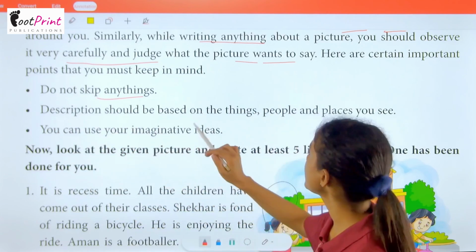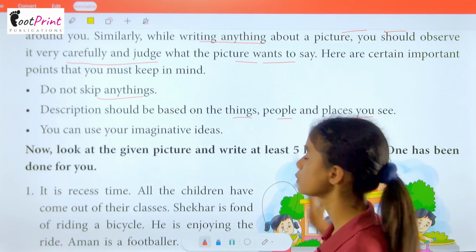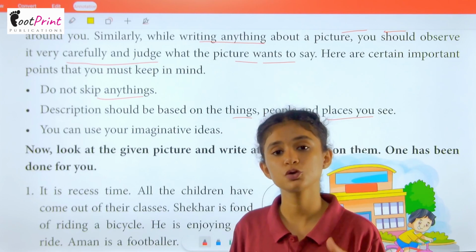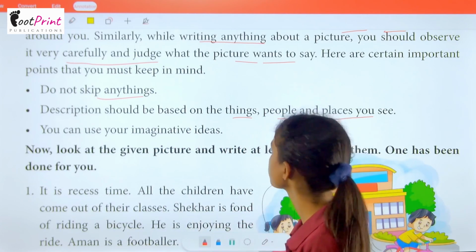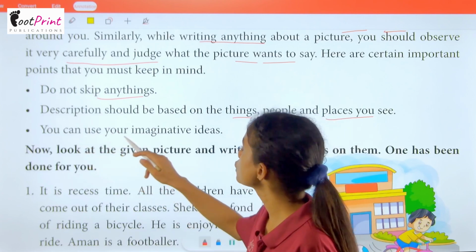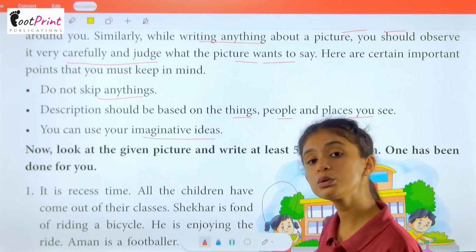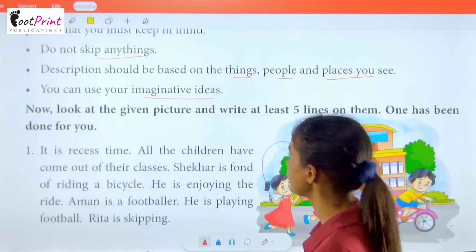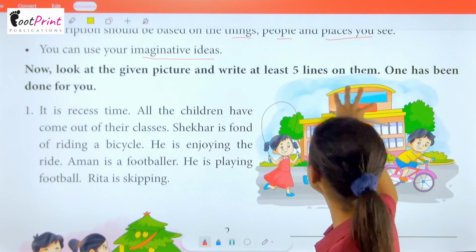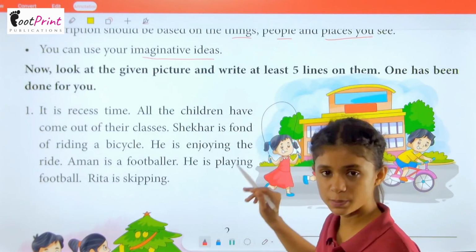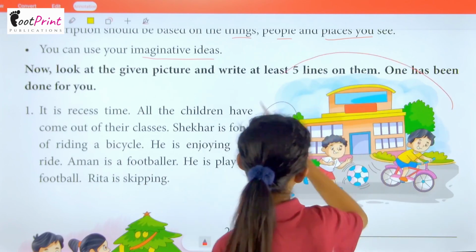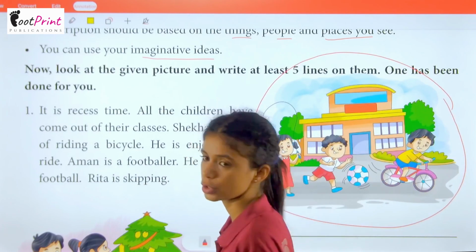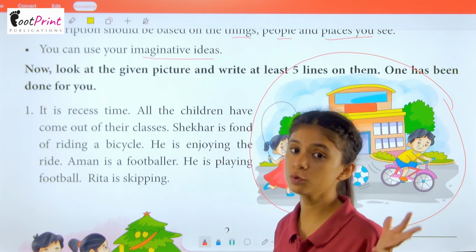Description should be based on the things, people and places you see. So when you describe, it should be based on everything that you see in the picture, the people, the things, the place. You can use your imaginative ideas as well. Now look at the given picture and write at least 5 lines on them. One has been done for you. So I will read this to you. This is the description of this given picture. And then others you have to practice by yourself.